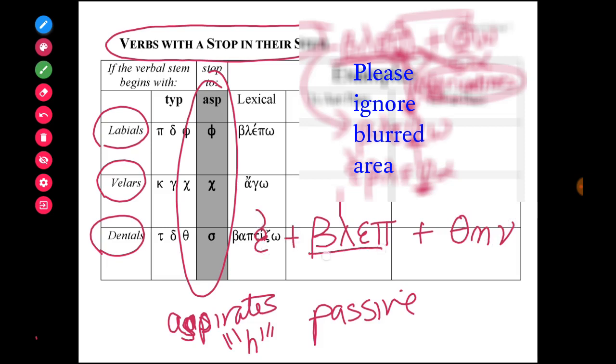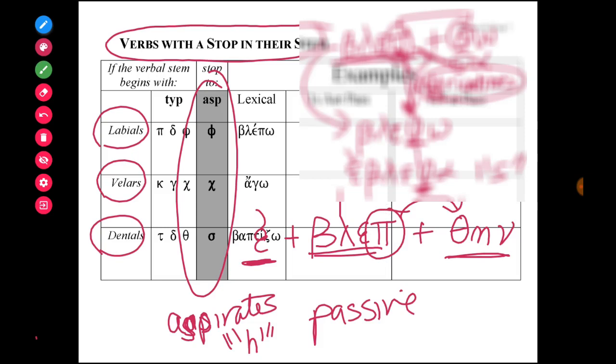So here's my verbal root, here's my augment, and I'm going to add -thēn, -thēs, -thē, -thēmen, -thēte, -thēsan to the end. What happens when the stop is actually connected to something that has an H sound to it? Well, the H sound changes the stop, and in fact it gives that aspirated sound to the stop, and so all the labials will become phi, all the velars will become chi.